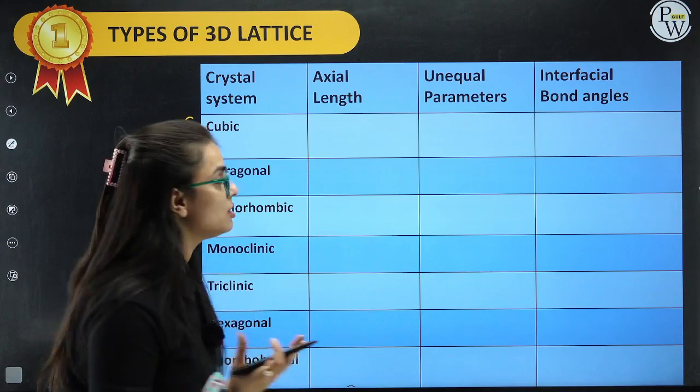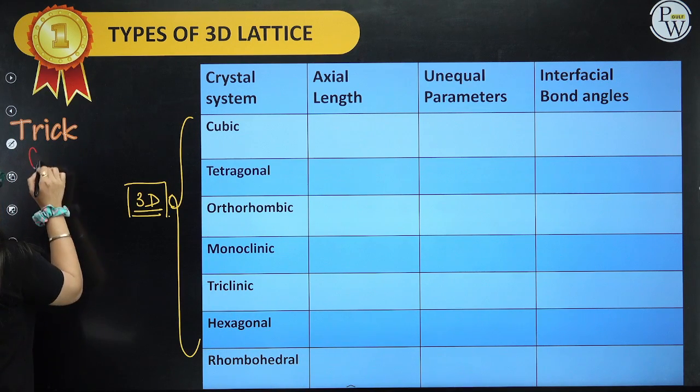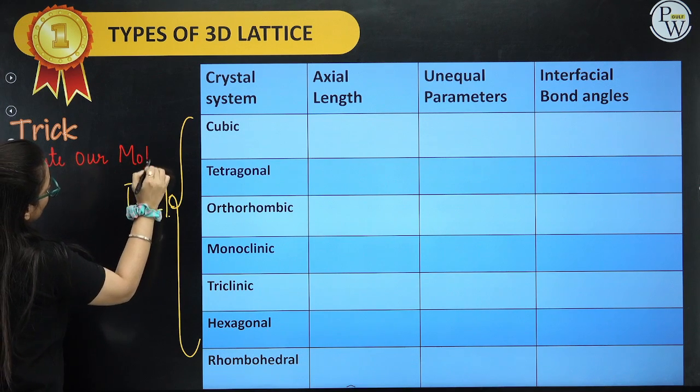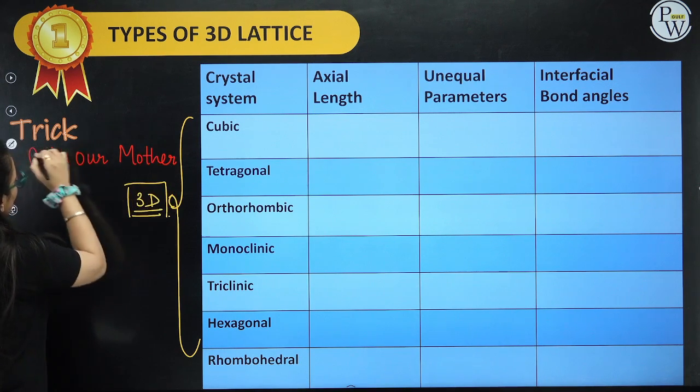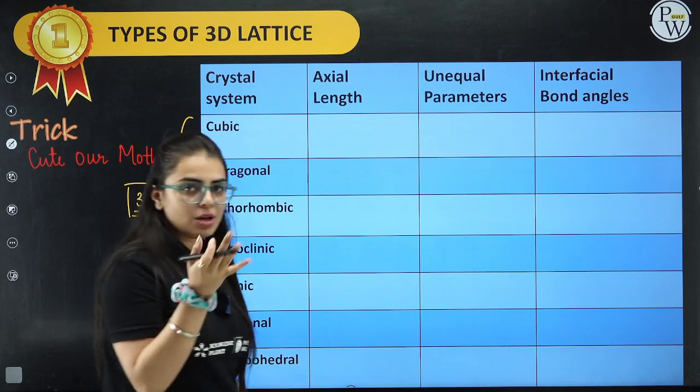How are you going to learn them? There is a trick for them. What is the trick, ma'am? What is the trick to learn them? That is "cute our mother." "Cute our mother" is your trick basically, students. How come? Let me tell you.